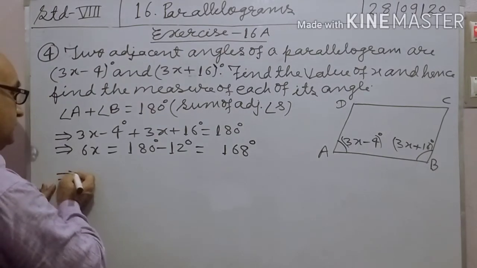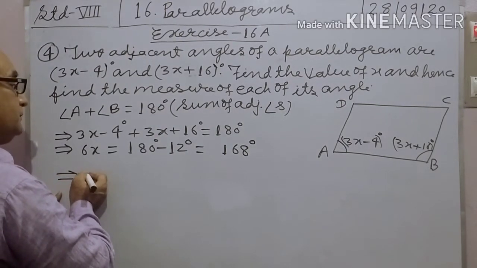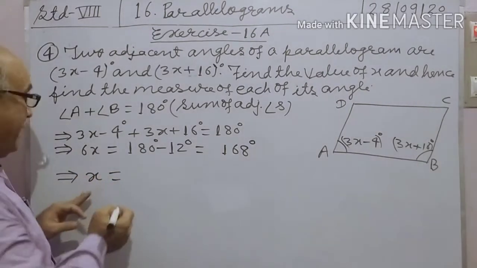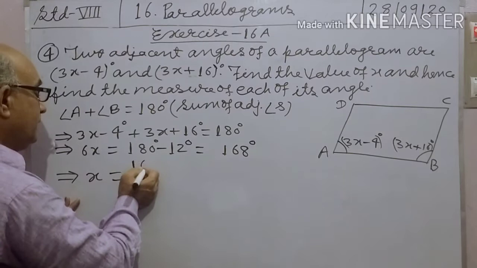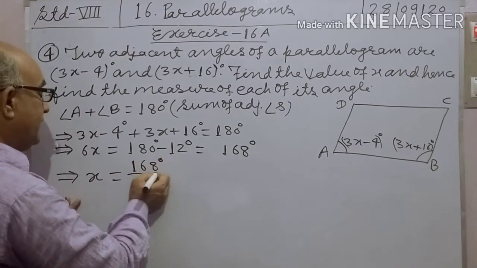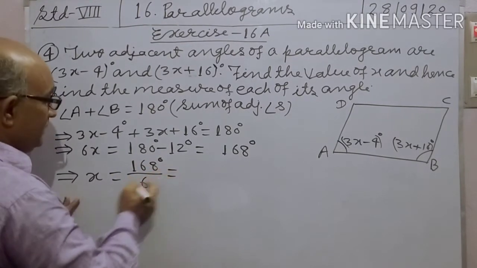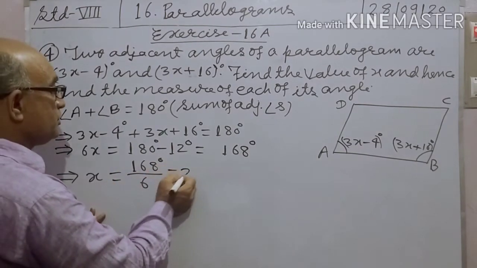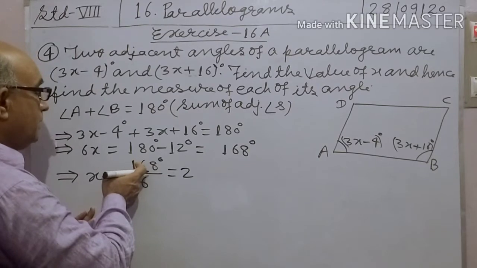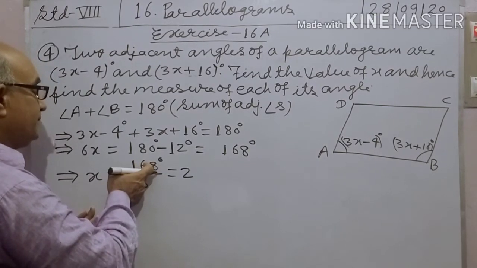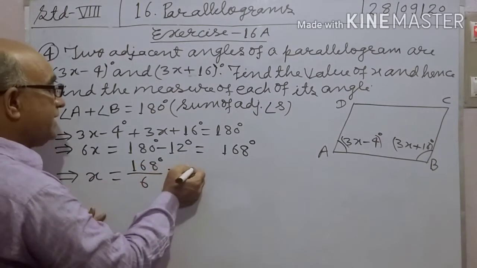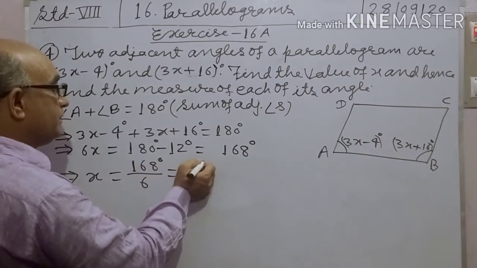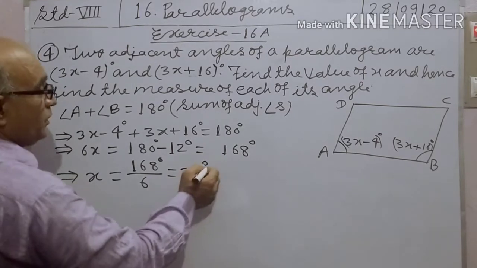Now find the value of x. So x equals 168 degrees by 6. Divide it. 6 threes are 18, so 6 twos are 12. 6 fours are 24... 6 eights are 48. So the value of x is 28 degrees.